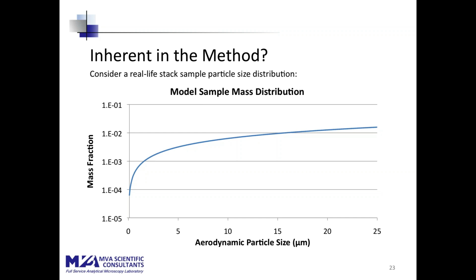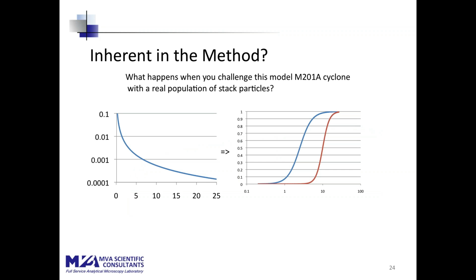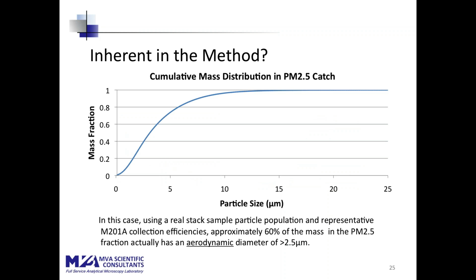So if we challenge a model PM10 cyclone stack with a particle size distribution that looks like this, that is, we put that particle size distribution through the cyclone, what do we end up getting at the other end? This shows the cumulative mass distribution in the PM2.5 for this model situation between 0.1 and 25 microns. You can see here that at 2.5 microns, about 30 to 40% of the mass fraction is less than 2.5. We're now looking at the cumulative mass distribution, so this would be 100%. But that means that something like 50 to 60 to 70 to 80% of the mass collected in the PM2.5 fraction is actually from particles greater than 2.5 microns. So at least a good deal of what we're seeing in these actual PM2.5 catches is from particles that are greater than 2.5 microns, typically more than half.